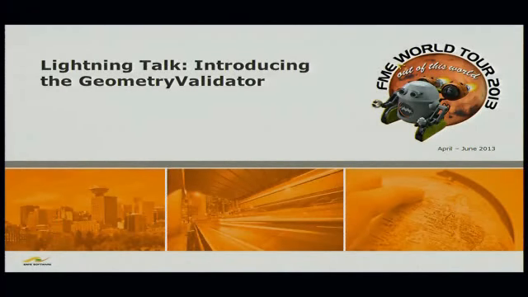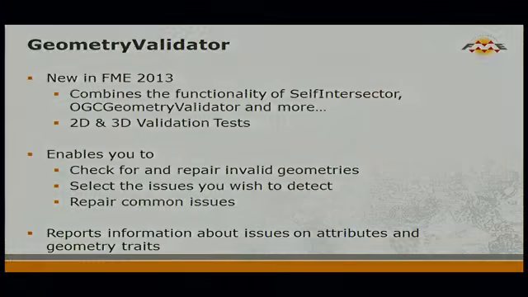Yeah, so a couple more lightning talks, and I'm just going to walk through one of the new transformation tools that have been added to FME 2013, which is the Geometryvalidator. It combines some of the functionality that quite a few of the other transformers have in FME, the OGC Geometryvalidator, the self-intersector, and some of the other 3D validation tools that we have.